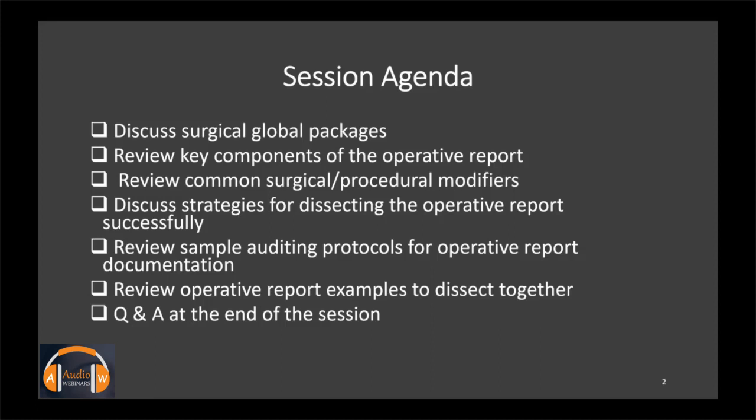We'll take a look at a sample auditing worksheet, which can be used as a framework if you are auditing operative reports. Auditing an op report is a little bit different than coding an operative report, because oftentimes when you're auditing, the codes have already been submitted. And so it's a different approach as far as what you're looking at and the information that you're collecting. But we'll talk about the differences between abstract coding and auditing once we get to that portion of the session. We'll also go through a few examples together, and then we'll take some questions at the end.